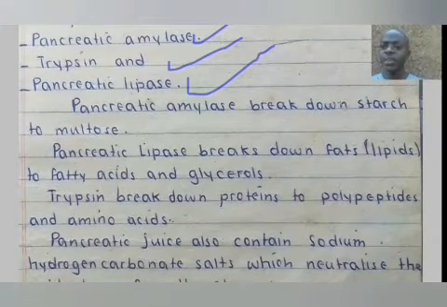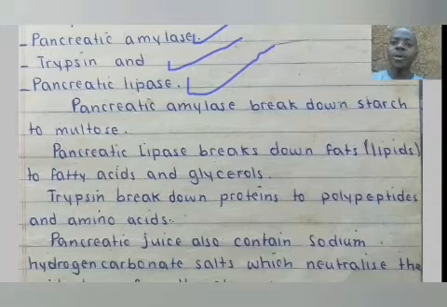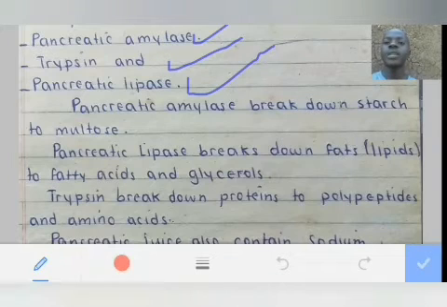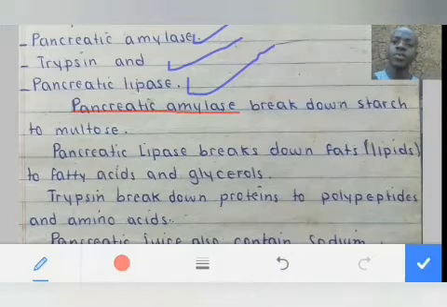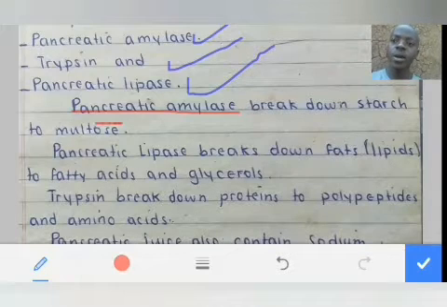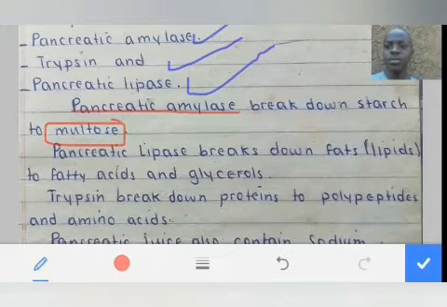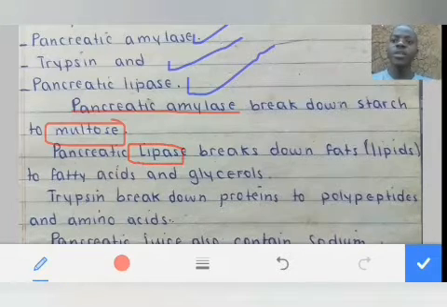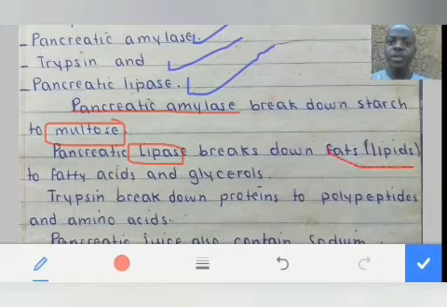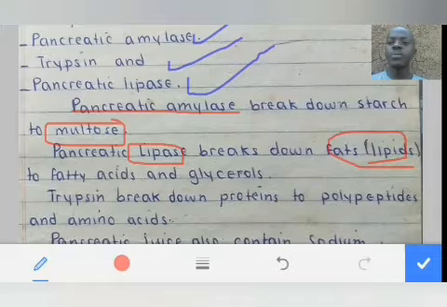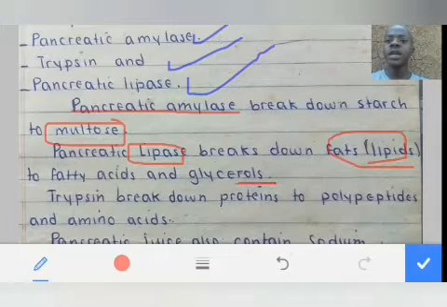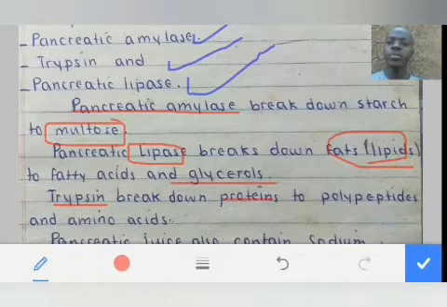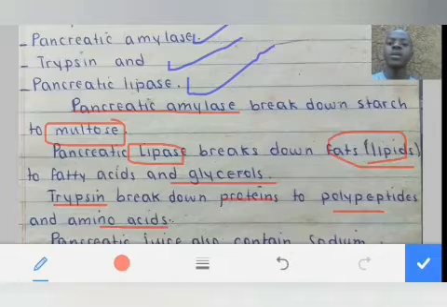So now, what does pancreatic amylase act on? Pancreatic amylase breaks down starch to maltose. So you should know this, that pancreatic amylase's function is to break down starch into maltose. Then pancreatic lipase, the major function of pancreatic lipase is to break down lipids, or the ones that we call fats, into fatty acids and glycerols. Then for the case of trypsin, it is to break down proteins into polypeptides and amino acids.